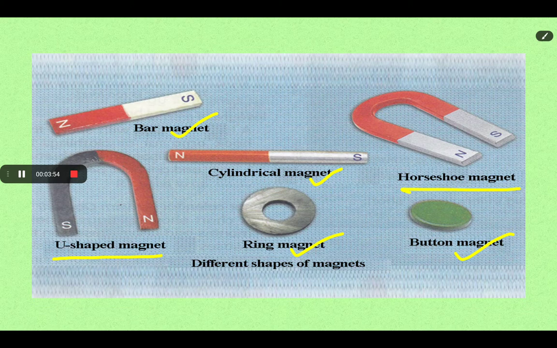Now, these are the different shape and size of the magnet and according to their different shape and size, it has different name. But one of the points which we have to remember is that each magnet has two poles, north pole and south pole. No magnet can exist with a single pole. So we can say that a magnet is bipolar. The poles of the magnet cannot be separated, so it always exists with the two poles.